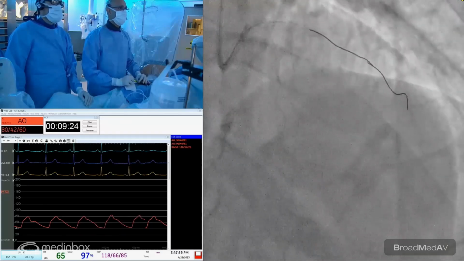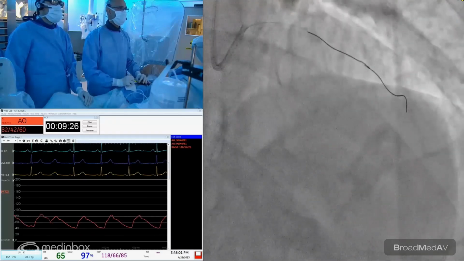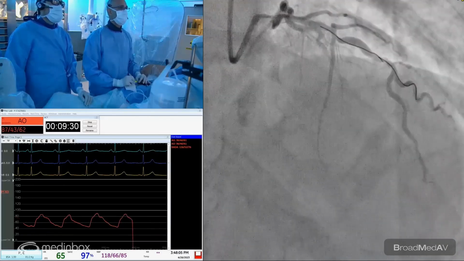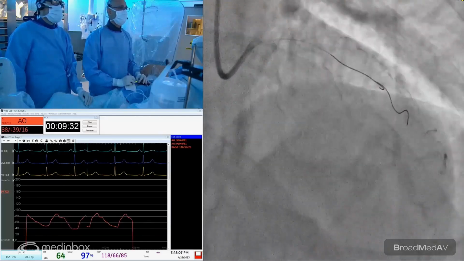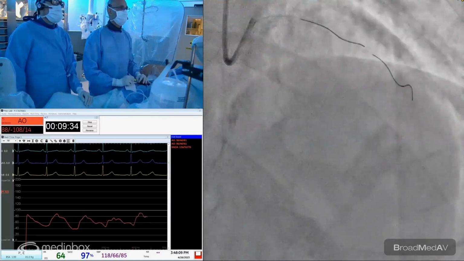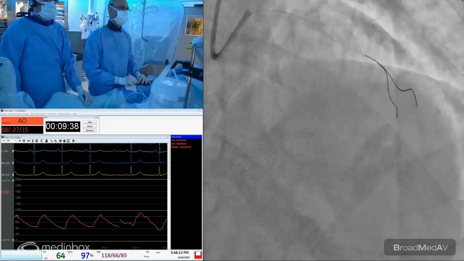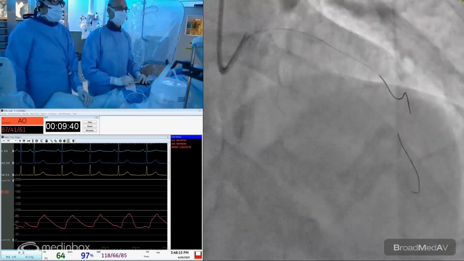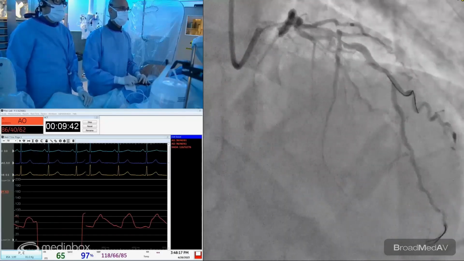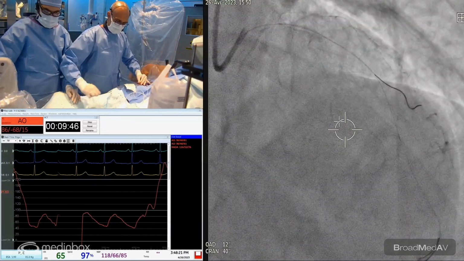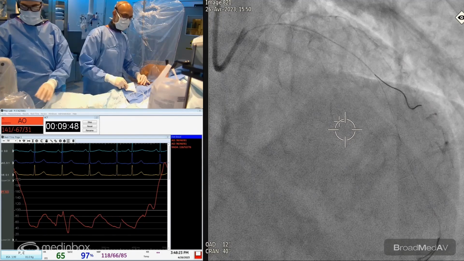I think it's a safer technique to just use a second wire. Test. There you go. Test. Now we have a loop and that's safe. Okay, so let's perform IVUS and see what we're dealing with.